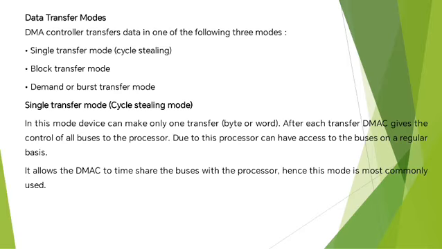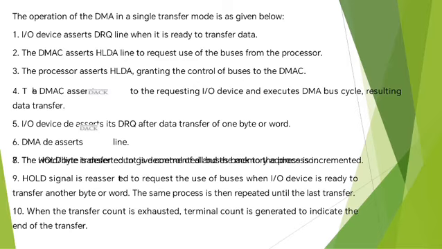Data transfer modes. In this we have three data transfer modes: first, single transfer mode; second, block transfer mode; and third, demand or burst transfer mode. First is the single transfer mode. In this mode, the device can make only one transfer, that is a byte or word. After each transfer, the DMAC gives control of all buses to the processor. Due to this, the processor can have access to the buses on a regular basis.